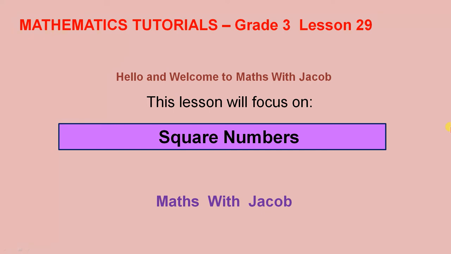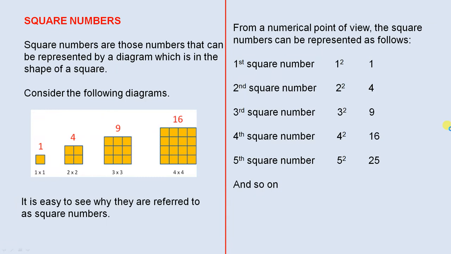This lesson will focus on square numbers. Square numbers are those numbers that can be represented by a diagram which is in the shape of a square. Consider the following diagrams. Here's a square which is 1 unit long and 1 unit wide, and that represents 1 square unit, and it's 1 square.